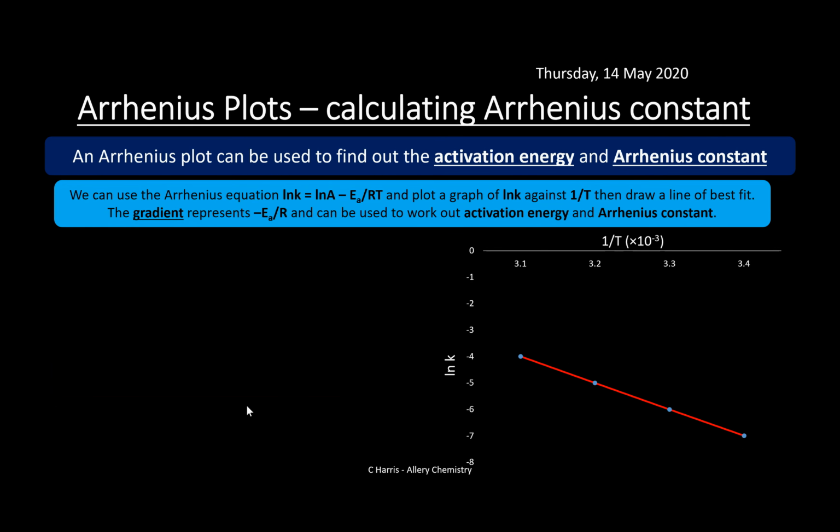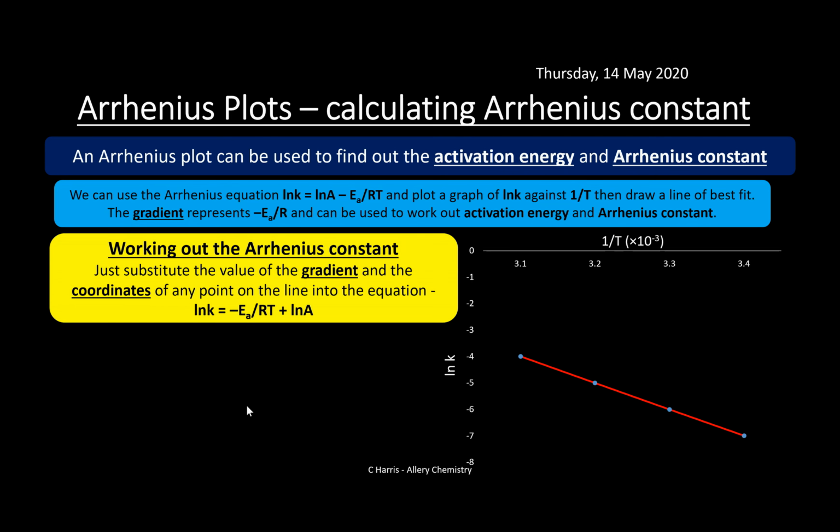Okay, and just sticking on the graph ones, the plot ones, this time what we're going to do, using the same example, is work out the Arrhenius constant instead. So to work out the Arrhenius constant, all we do is substitute the value of the gradient that we worked out just before and the coordinates of any point on the line into the equation. Okay, so we bring our equation back again. We're using our simplified version with a natural log of both sides.